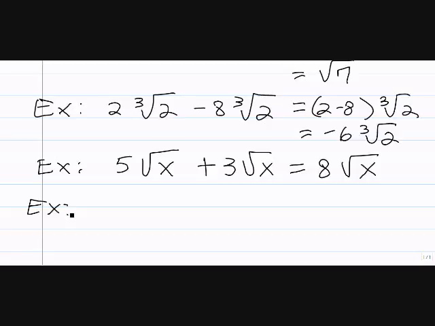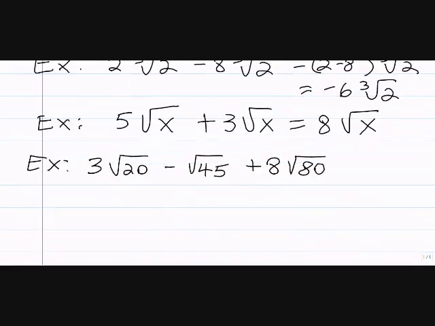So then you get something like, let me find a good one here, 3 times the square root of 20 minus the square root of 45 plus 8 times the square root of 80. And it looks like these can't be simplified. Looks like we can't combine any of these square roots, but we better simplify all the square roots, and then we'll see, yeah, some of these are going to combine.